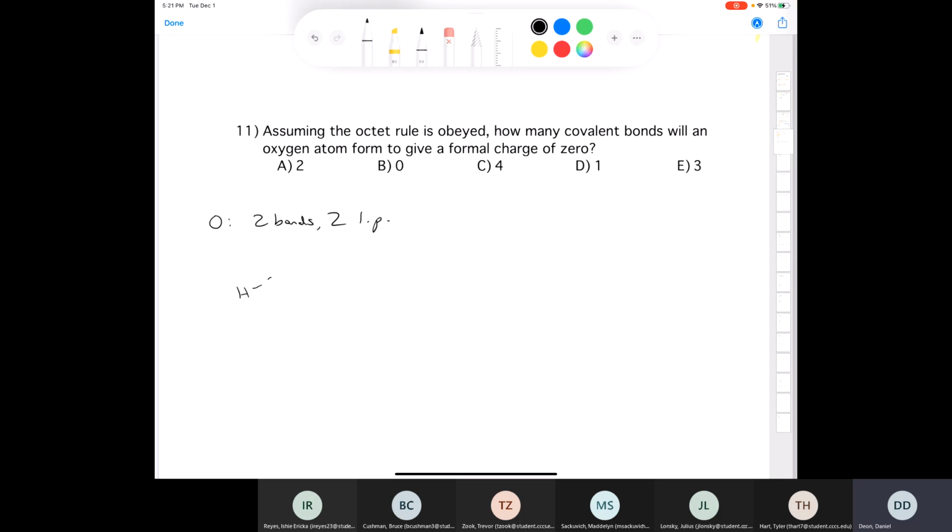Let me give you some examples. What about the oxygen in a water molecule? It's got 2 bonds and 2 lone pairs. What about the oxygen in carbon dioxide? Both of those oxygens have 2 bonds and 2 lone pairs. What about if I drew this molecule? This is formaldehyde, and we looked at the orbital overlap diagram for formaldehyde. What do all of these oxygens have in common? They all have 2 bonds and 2 lone pairs. And so the answer is 2 will be the number of covalent bonds that oxygen will form when it has a formal charge of 0.